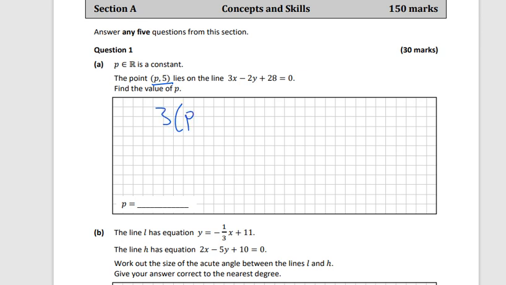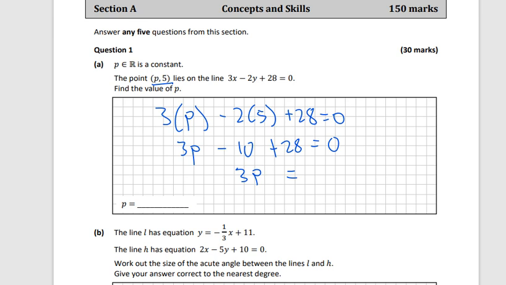So 3 times p minus 2 times 5 plus 28 is equal to 0. So 3p minus 10 plus 28 is equal to 0. Bring across the 28 and the minus 10 to the other side, we get 3p is equal to minus 28 plus 10, so that's minus 18. And then p is equal to minus 18 divided by 3, so that's minus 6.